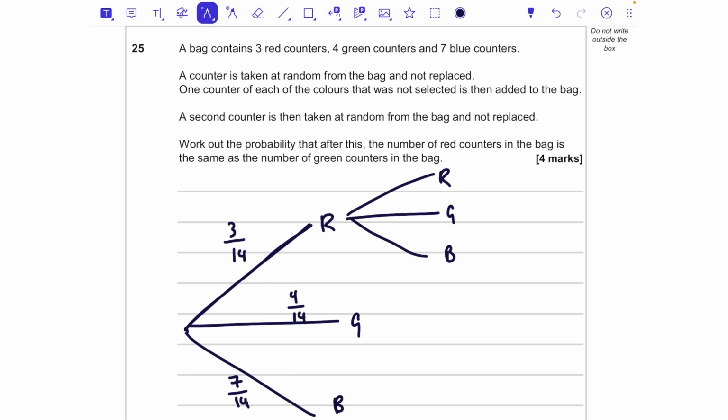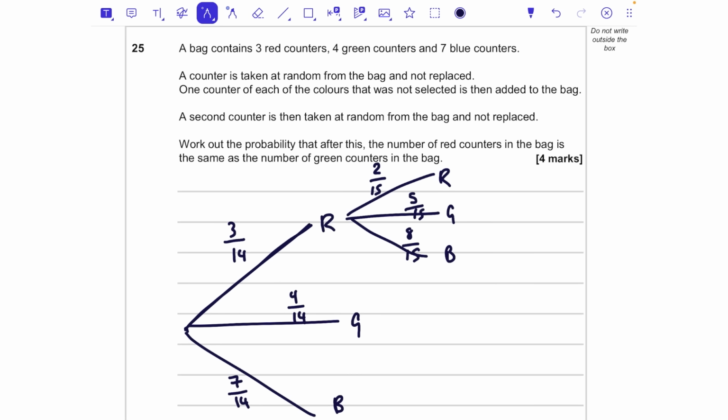But if we took a red out the first time, we've now got 2 red left, but green has gone up to 5, and blue has gone up to 8 because it says we're going to put 1 of each of the colours we didn't take in. We've taken 1 out, but we've put 2 in. So now it's out of 15. So 2 out of 15, 5 out of 15, and 8 out of 15.